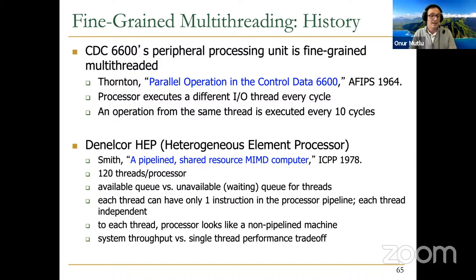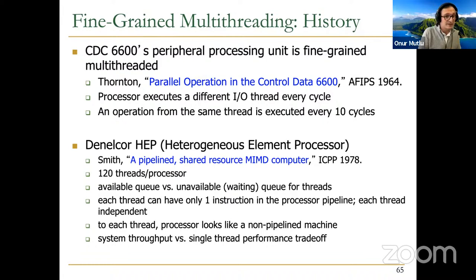Okay, so of course, there's a clear trade-off here, right? We're prioritizing system throughput over single thread performance. Pipelining clearly improves single thread performance, right? Because it's really improving instructions per cycle throughput or reducing cycles per instruction. We're not getting that benefit of pipelining in this case, but we're using the pipeline to process multiple threads at the same time concurrently. So we're getting the benefit in a different way, in terms of system throughput.